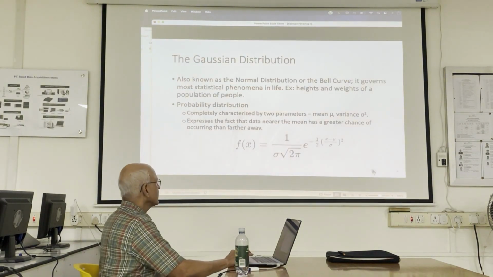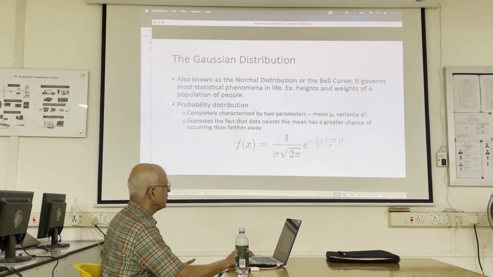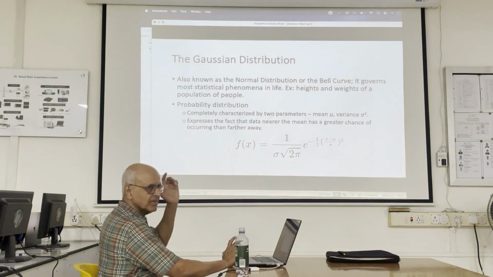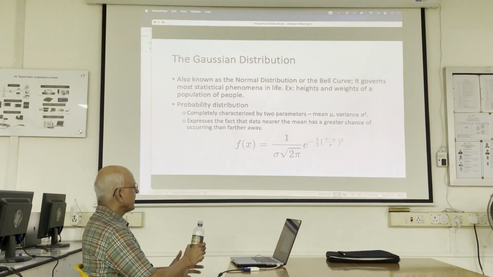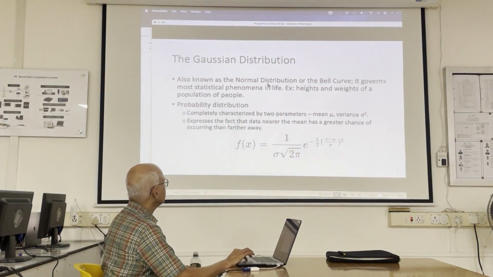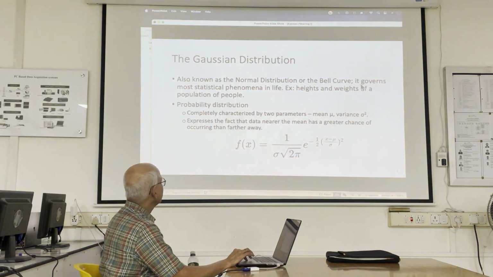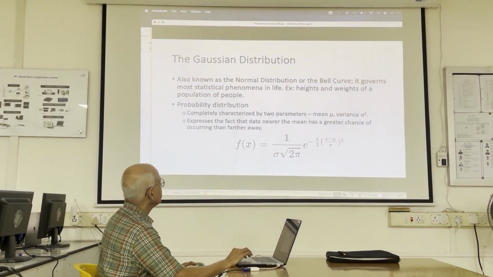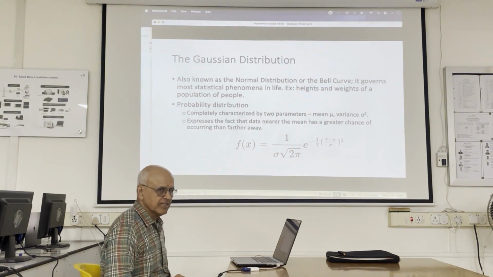So this is the one-dimensional Gaussian. You may remember it from a probability class or from some high school math class. I'm not sure if they teach probability. Here they do. Here, meaning in the US. In many of the elite schools they do. They bring in probability. So other names for this distribution are normal distribution and bell curve. It governs most statistical phenomena in life. Most statistical phenomena in life are governed by the bell curve. Things happen to naturally fall into a Gaussian distribution.